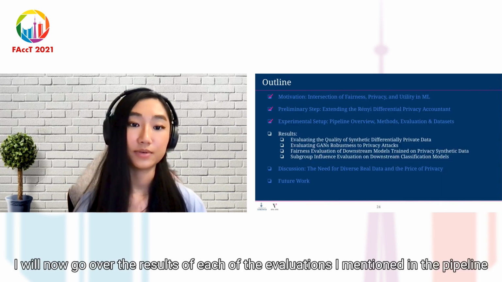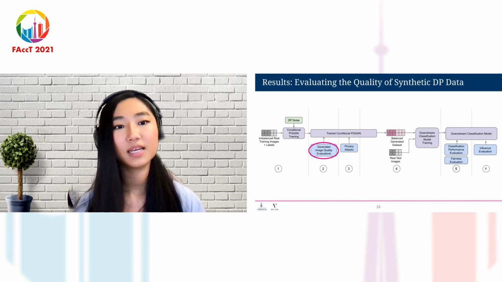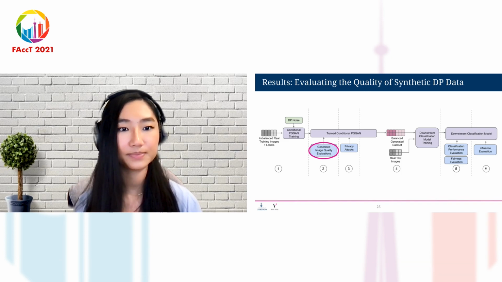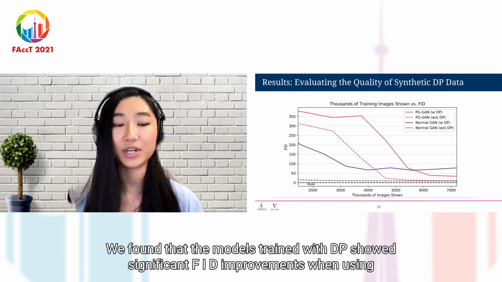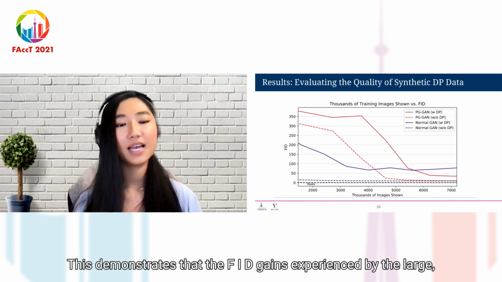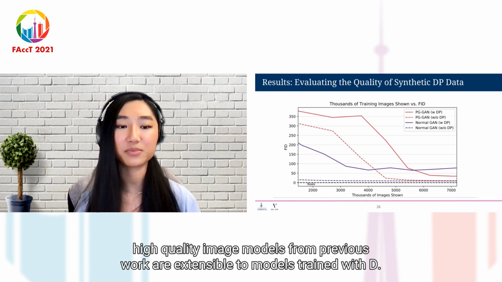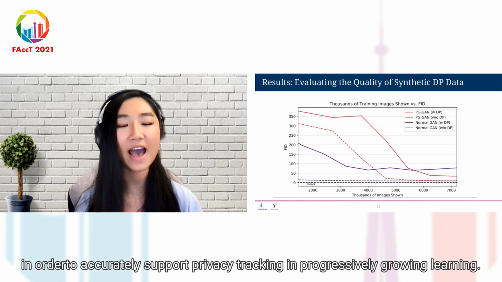I will now go over the results of each of the evaluations I mentioned in the pipeline previously. First, let's take a look at the quality of the images generated from the GANs. We found that the models trained with DP showed significant FID improvements when using progressively growing training. This demonstrates that the FID gains experienced by the large, high-quality image models from previous work are extensible to models trained with DP as well. It also demonstrates the need for our formulated privacy accountant that I covered earlier in order to accurately support privacy tracking in progressively growing learning.